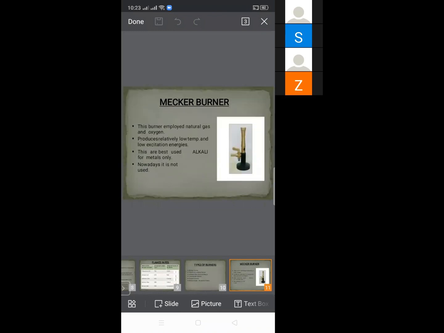Meker burner. This burner employs natural gas and oxygen, and produces relatively low temperature and low excitation energies. These are best used for alkali metals only. Nowadays it is not used. So when we talk about the Meker burner, we can say that it was the primitive type of burner used earlier in flame photometry. It generally works with natural gas and oxygen as fuel and oxidant, and the temperature produced in the flame was relatively low, which results in low excitation energy. Nowadays it is not used, but it was best suited for alkali metals only.